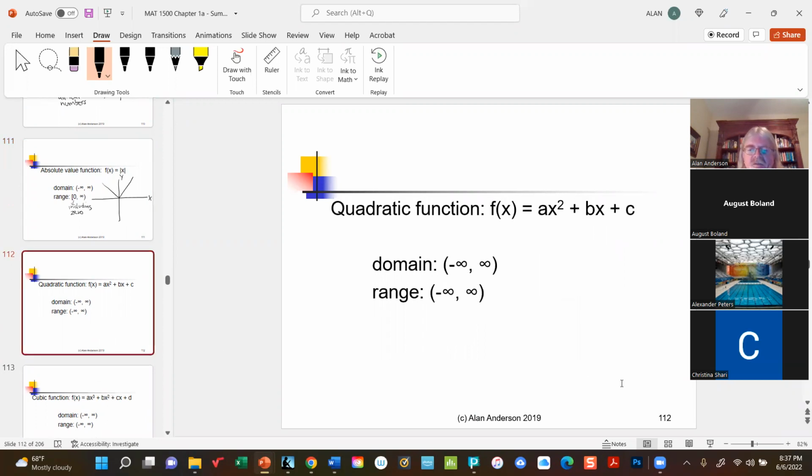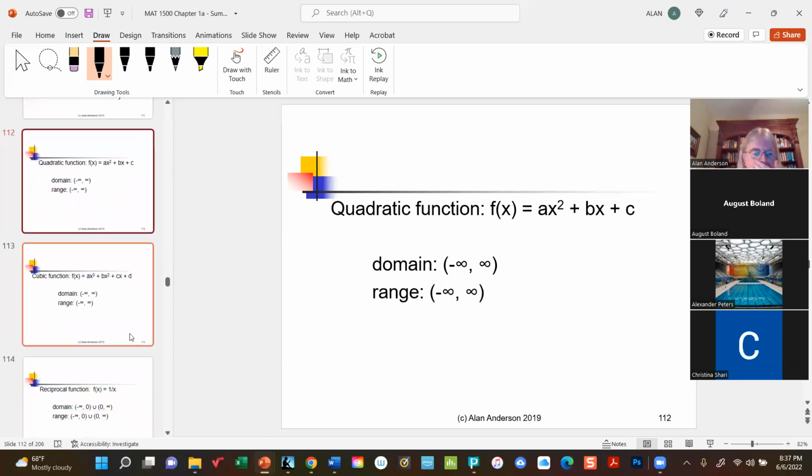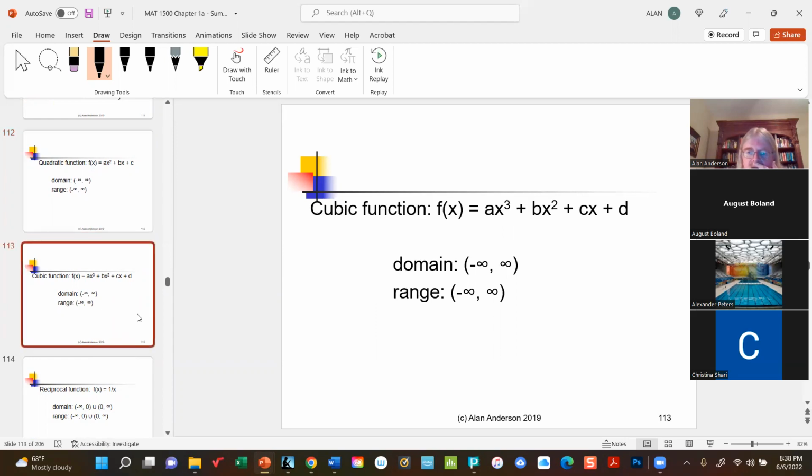A quadratic function, we define the domain and range to both be the real numbers. The same thing is going to be true for the cubic function. I'll just mention that here. Same thing, any value can go in, any value can come out.